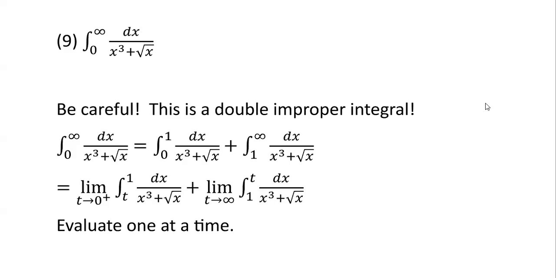Number 9, integral from 0 to infinity, dx over x cubed plus square root x. This one, you have to be careful. You have to be able to spot that this is a double improper integral. Well, I call it double improper integral. Why is it double improper?